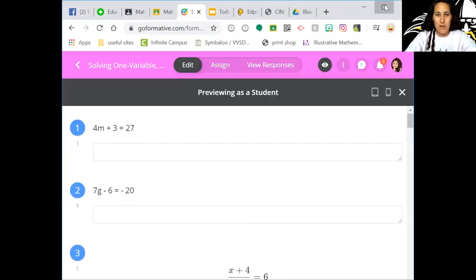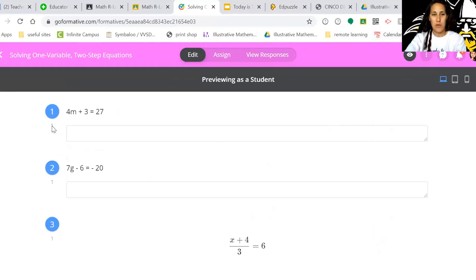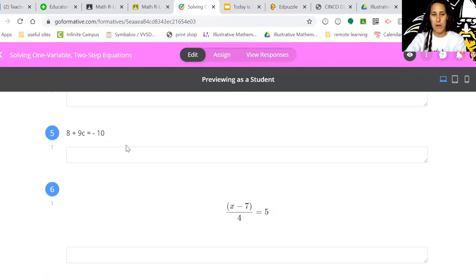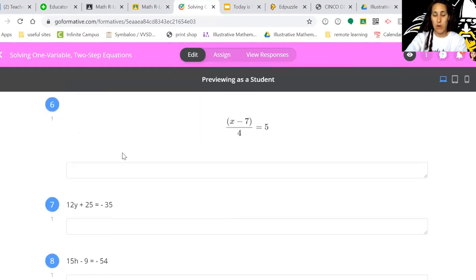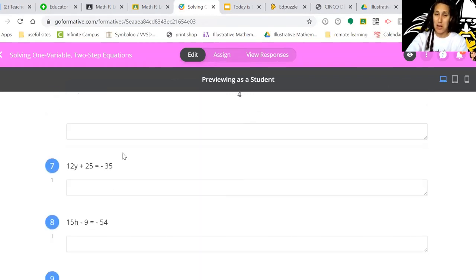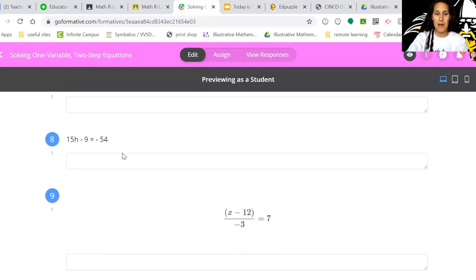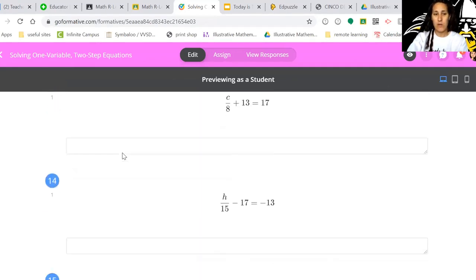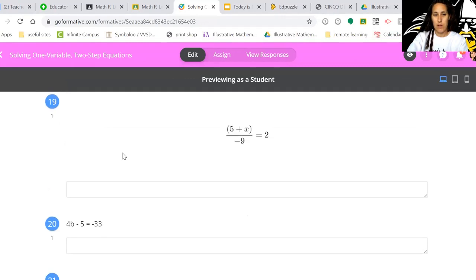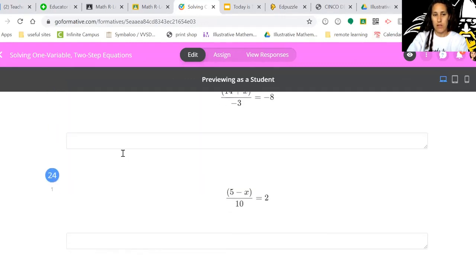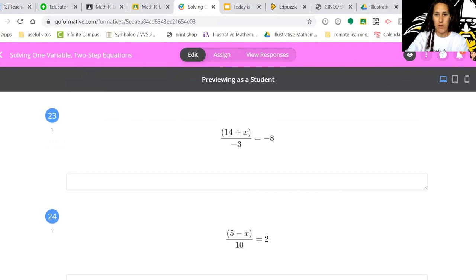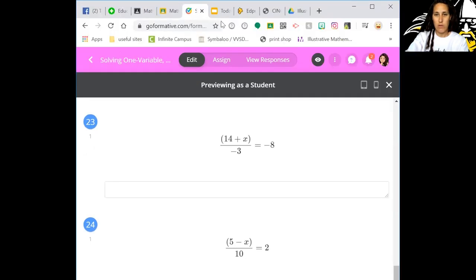Okay, so the Go Formative will look something like this, where there's a question and then a spot for you to write your answers. I would recommend having a sheet of paper out and doing the questions on there, because these are questions that you should not be able to do in your head. I couldn't even do them in my head. So if you scroll through, there's all these different equations that you are going to solve. And some of them look a little strange or something that you're not too familiar with. So that's the kind that I'm going to go over with you.